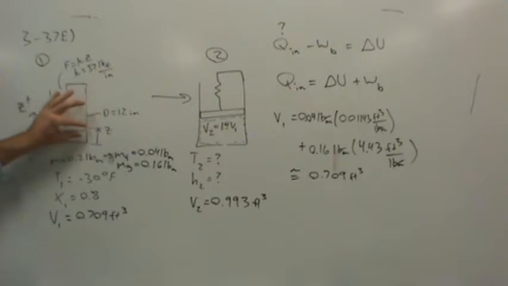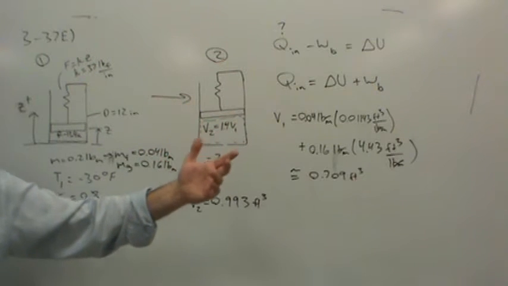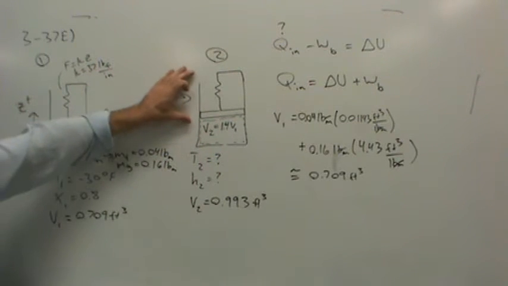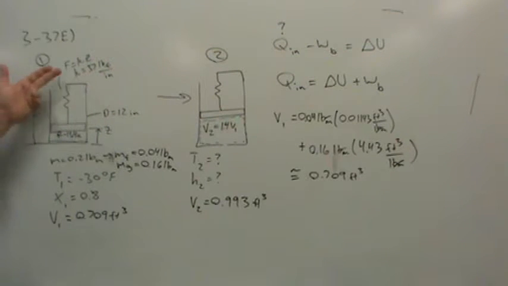Now, if we know the diameter of this cylinder, don't you think we could figure out what Z1 is? What is the height in state one? We could also figure out the height in state two. Why would I be interested in that? Well, if I know the difference in height, I know how much more that spring was compressed. And if I know that, then I can find out how much work was done. Now, there may be an easier way. In fact, there is an easier way. But let's approach it this way to begin with and see what we get.